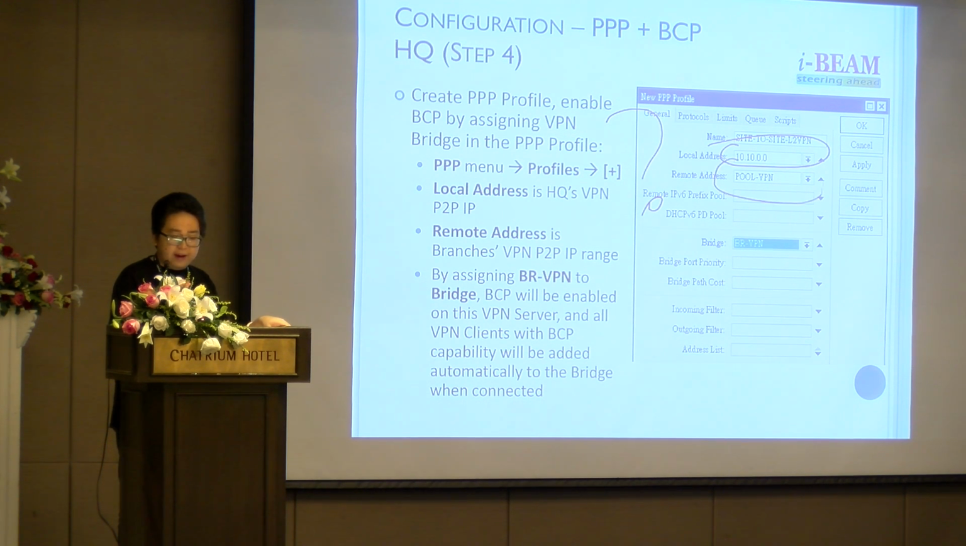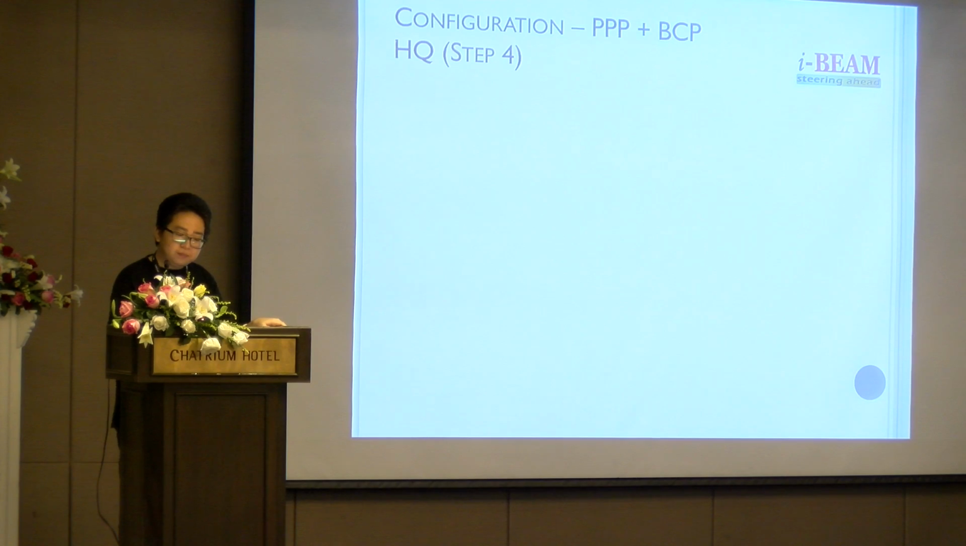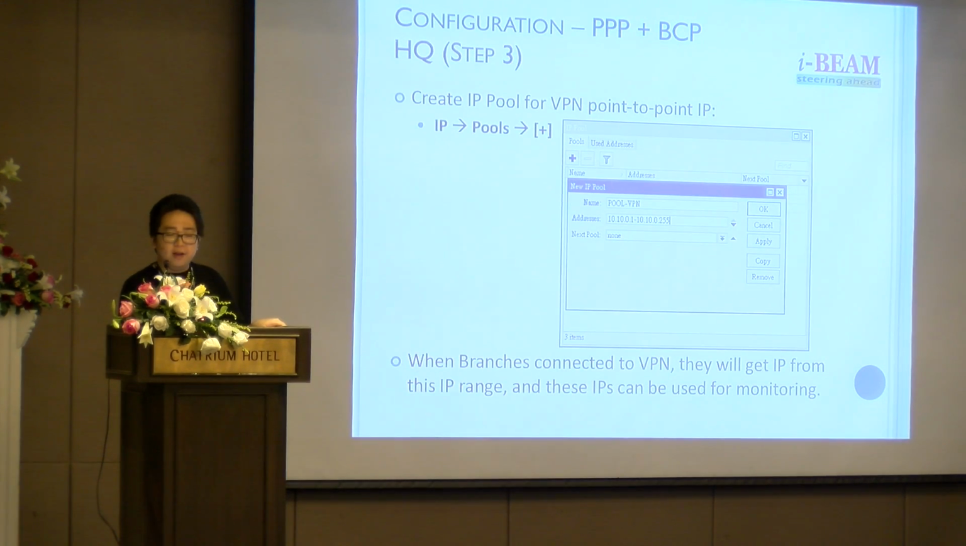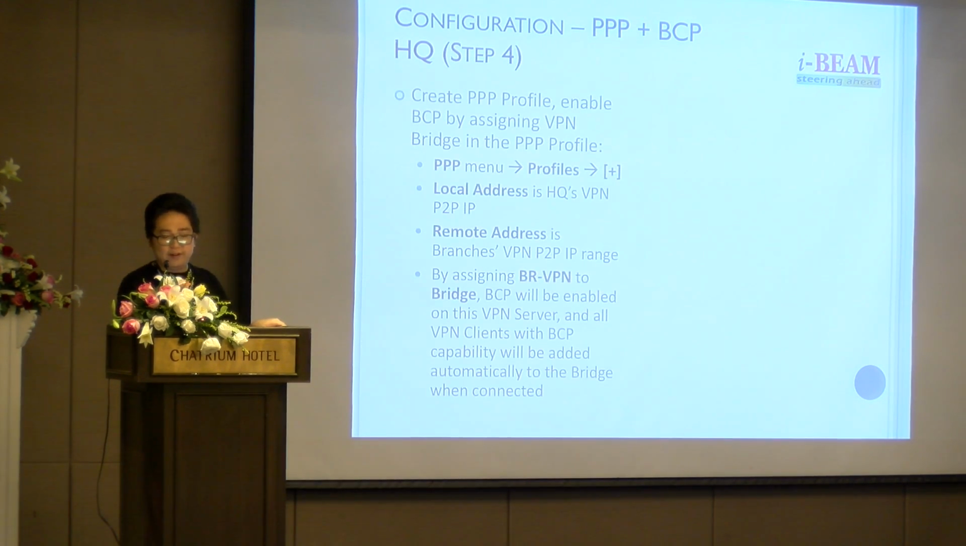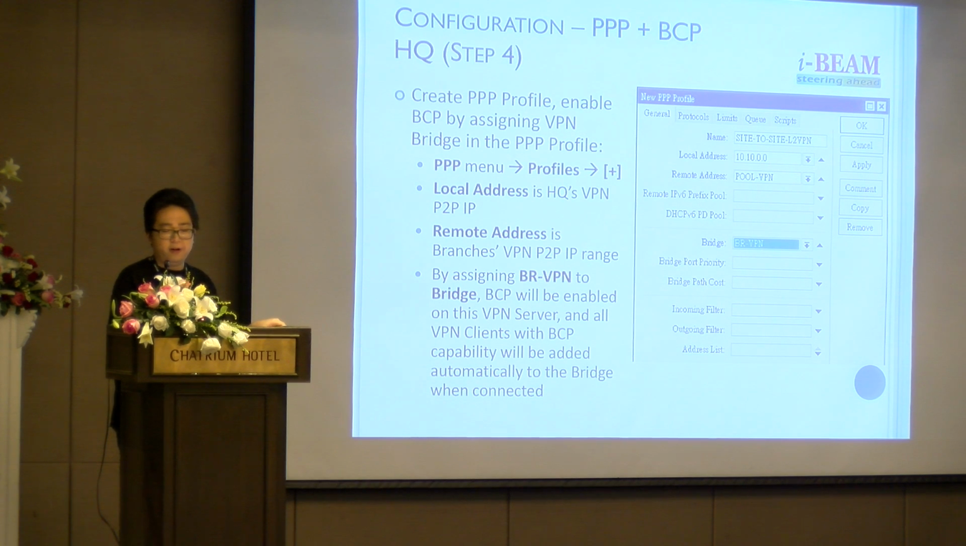And for the remote address, you just select the pool that we created in the previous step. Remember, in the previous step, we created the pool. So in step number 4, we just put the pool that we have created. And in order to enable BCP, here you need to select the bridge VPN in the PPP profile.